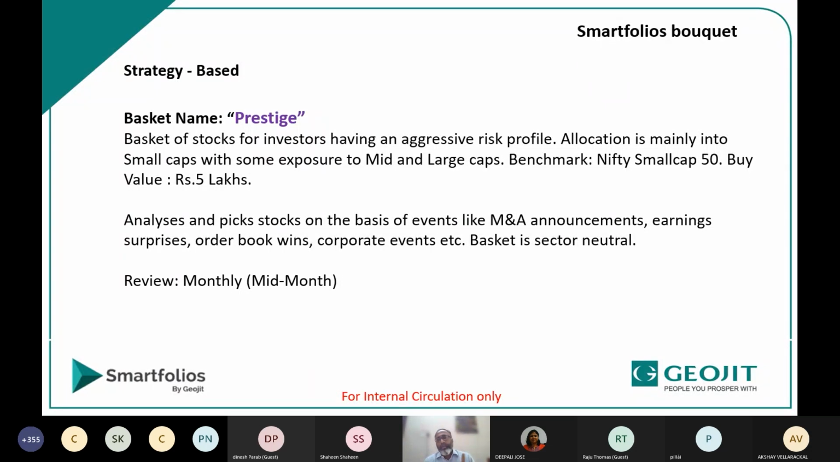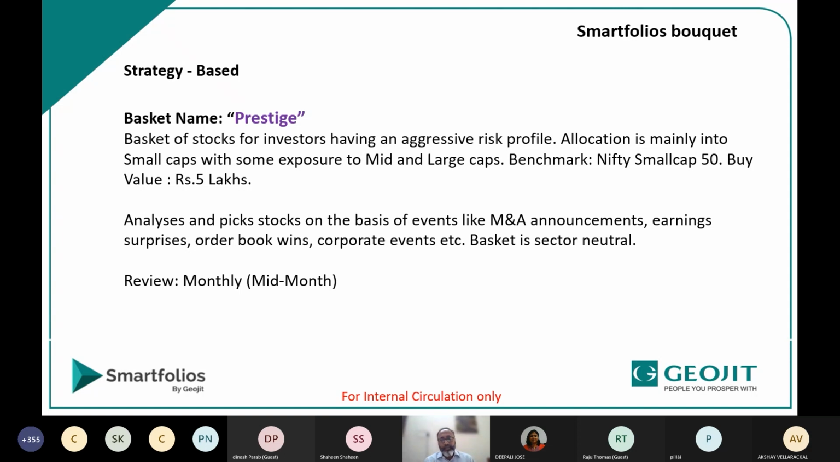So this basket is only for clients with a high risk profile, and also who can handle high churn in their baskets. The minimum investment value is rupees 5 lakhs for this basket. But the theme is what is best about this basket, because now we've heard of stock analysis in terms of fundamental analysis, in terms of technical analysis. In this basket, how stocks are chosen is based on the events surrounding a particular stock or a sector.